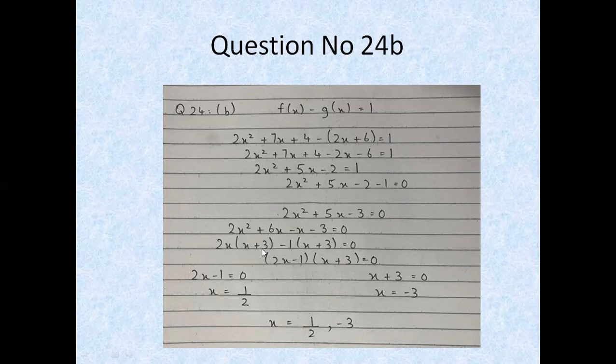Now I can take (x plus 3) common, and then you will have (2x minus 1) in the other bracket equals 0. These two brackets multiplying with each other, the answer is 0. So either the first one is 0 or the second one is 0. So 2x minus 1 equals 0, x is equal to 1 by 2. x plus 3 is equal to 0, x is equal to minus 3. So x has two values, 1 by 2 and minus 3.